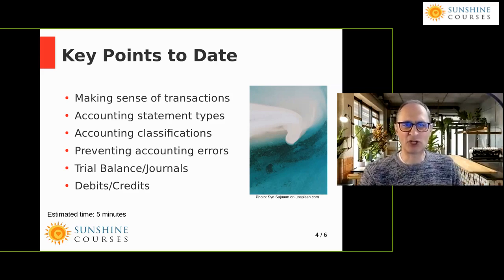Then we talked about the trial balance, the engine of the accounting process, where the basic transactions are summarized and classified and flow through to the trial balance. And then it goes from the trial balance to the accounts themselves. We also talked a little bit about the journals, and the debits and credits are part of that process of the trial balance accounting.